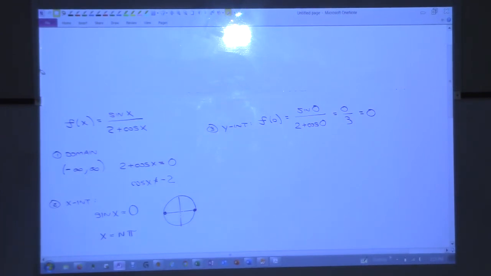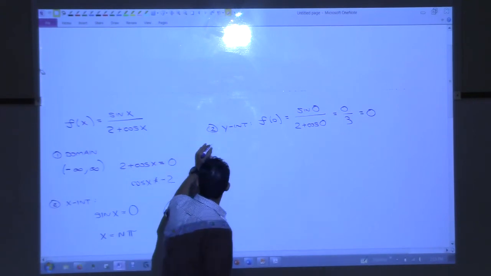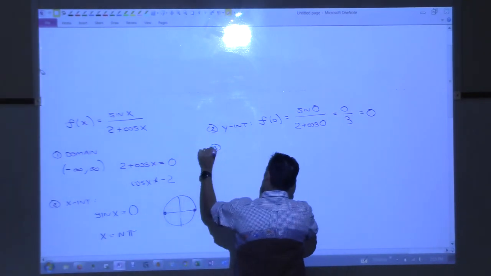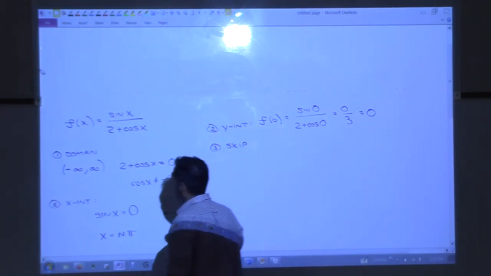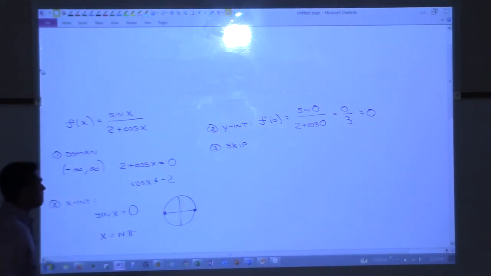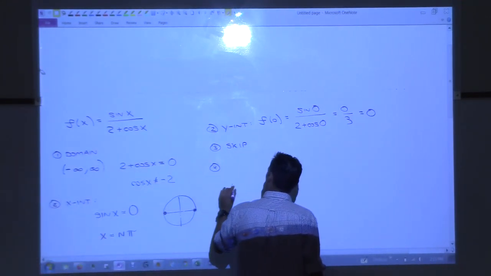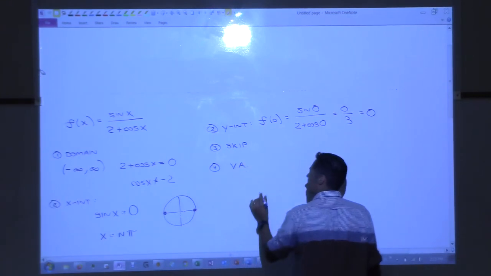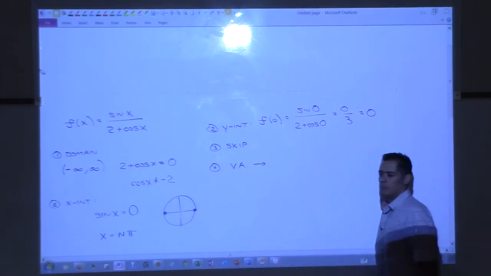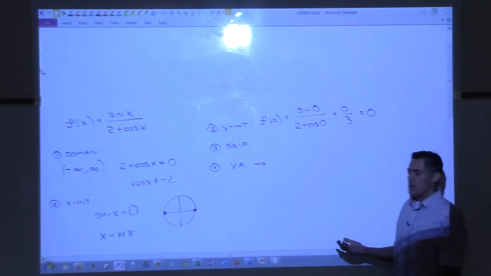Fourth step. Oh, no, this was still part of the second step. I apologize. The third step was the symmetry, right? Let's skip it. All right, how about fourth step? Let's go with vertical asymptotes first. Do we have any? No, our denominator is never 0. We already knew that from the domain, didn't we? So none here.